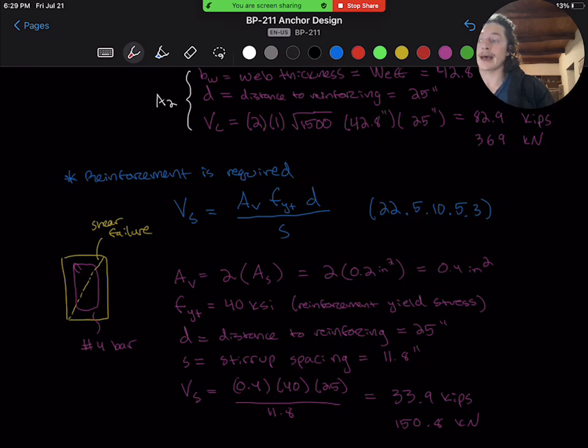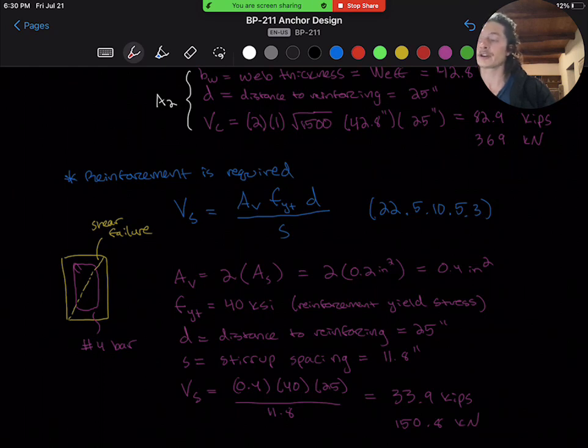And we'll calculate the capacity of the steel as well. Equation 22.5.10.5.3 gives us Vs equals Av fyt times d over s, where Av is our area of shear reinforcement in the shear failure plane. The section here shows an example of a crack and how this passes through our number 4 bar twice. So we get Av equals 2 times the area of our number 4 bar, or whatever size bar we're using as a stirrup.